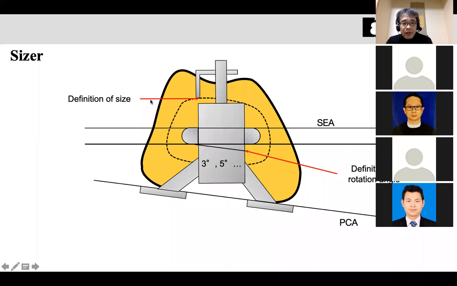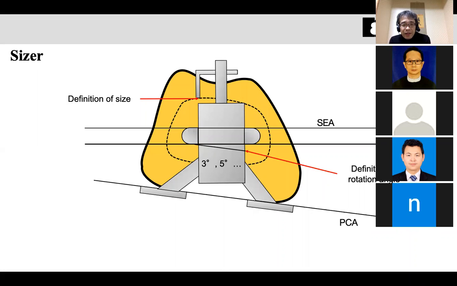This is the sizer. So, explanation of the rotation angle. Intraoperatively, the most reliable bony landmark to decide rotation is the posterior condylar line, PCA, that we can know by pushing the paddles of the sizer on the posterior condyle, and then decide the rotation angle.